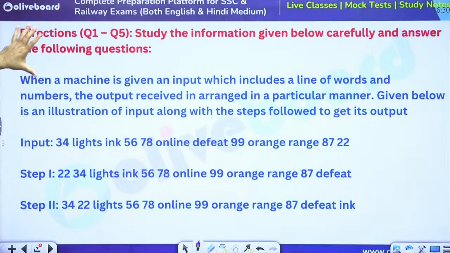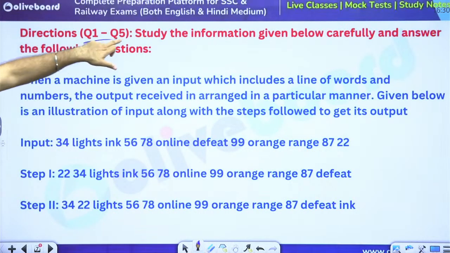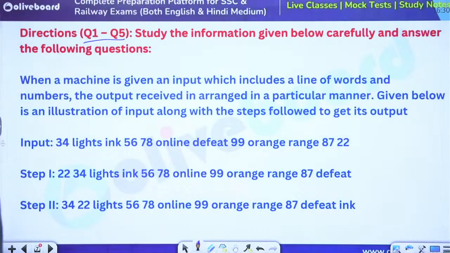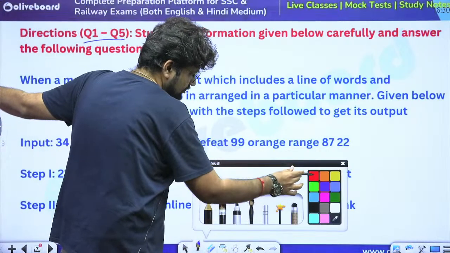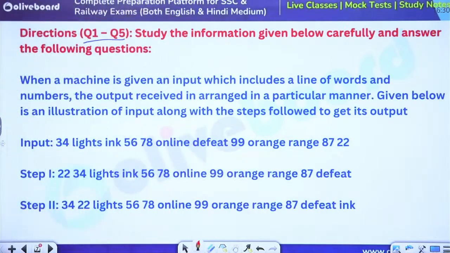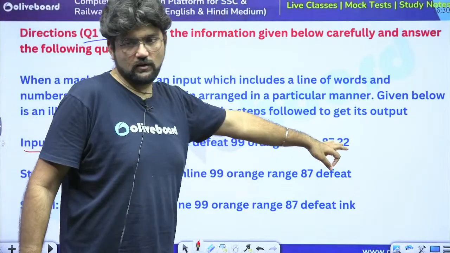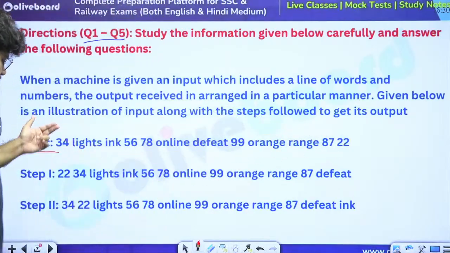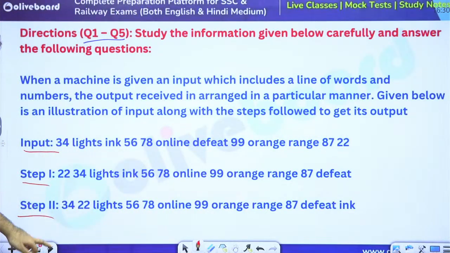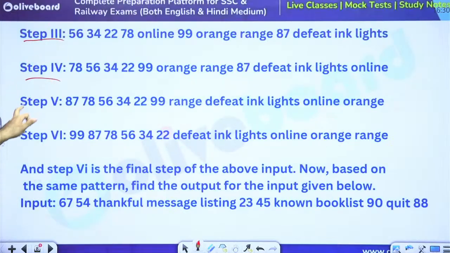Okay, so this is the question. This is for 1 to 5. Okay, so we are covering multiple questions here. And this is exactly how the input is looking like. So this is the input for the machine. Okay, 34 lights, ink, 56, 78, online, defeat, 99, orange, range, 87, 22. This is what the input looks like. Step 1, step 2, step 3, step 4, step 5, step 6. Step 6 is the output. So this is the output.